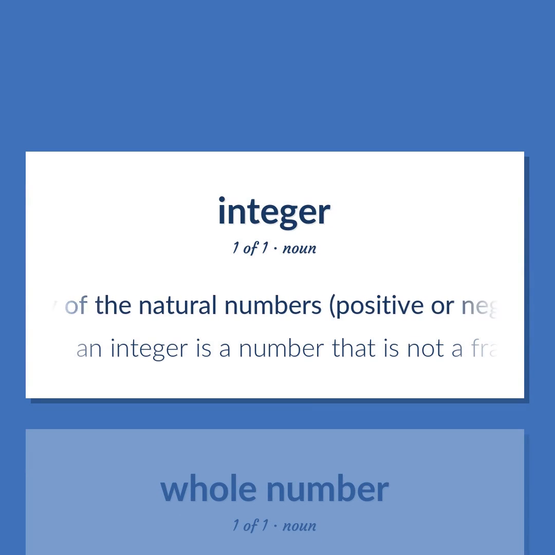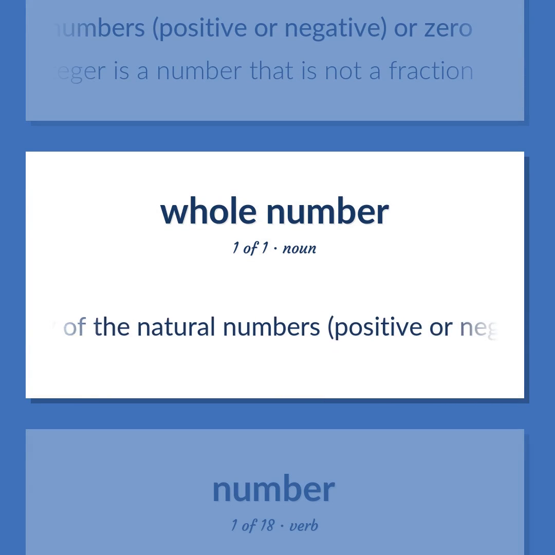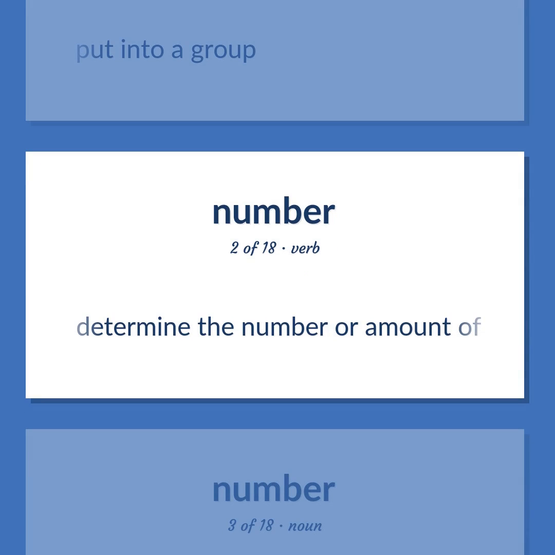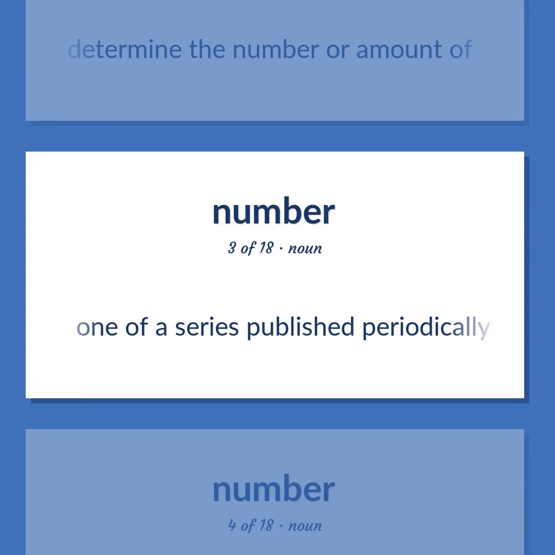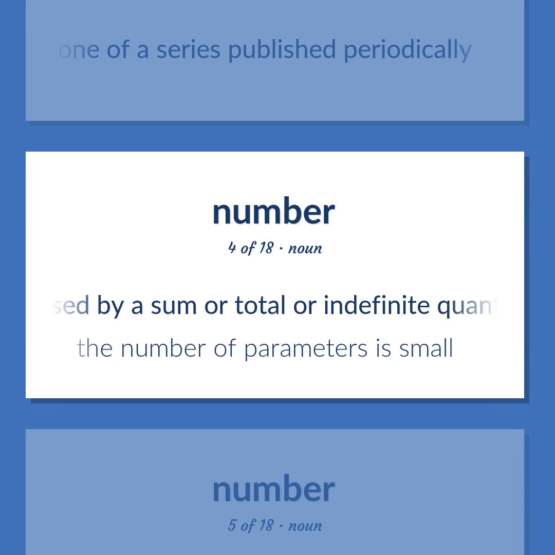Any of the natural numbers, positive or negative, or zero. An integer is a number that is not a fraction. Any of the natural numbers, positive or negative, or zero. Put into a group. Determine the number or amount of. One of a series published periodically. The property possessed by a sum or total or indefinite quantity of units or individuals. The number of parameters is small.